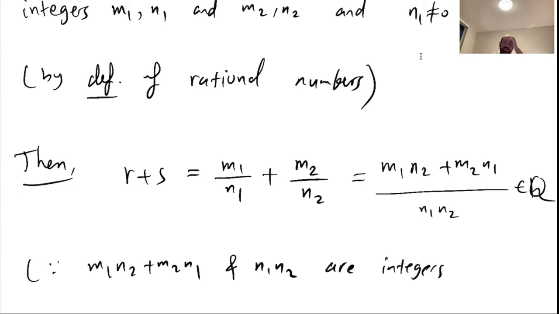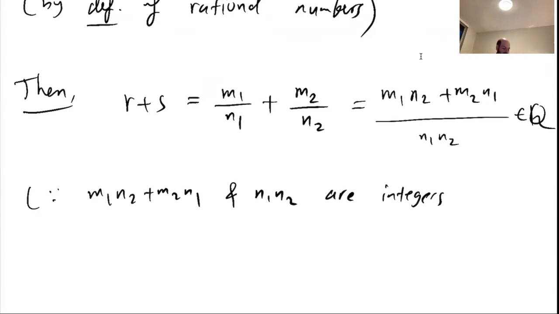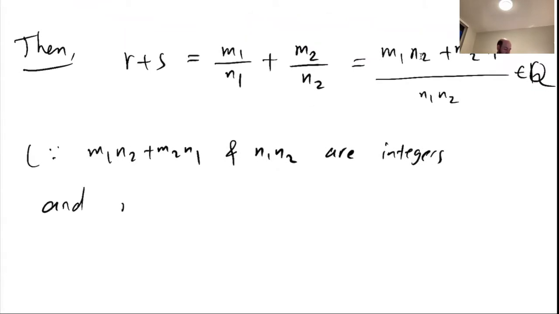How can I show that a number is a rational number? I just need to check whether it's of the form M over N for some integers M and N. Well, here R plus S is of the form M over N with M and N integers and denominator not zero. Why? Because the numerator is M1 N2 plus M2 N1, which is an integer. Why is it an integer? Because each of M1, M2, N1, and N2 is an integer, right? Product of two integers is an integer. Sum of two integers is an integer. So M1 N2 plus M2 N1 is an integer, and N1 N2 is an integer. And N1 N2, the denominator, is also not zero.